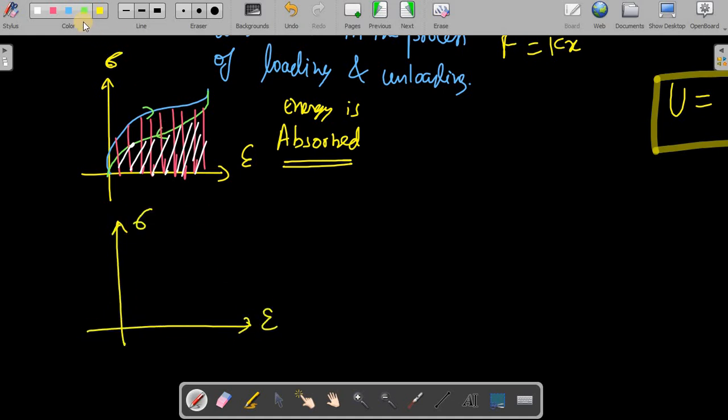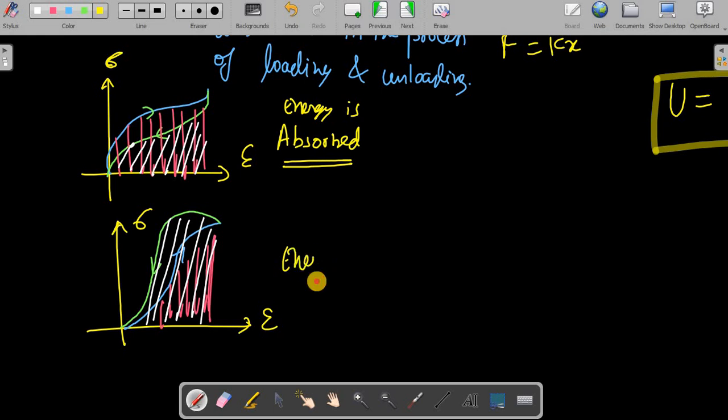Suppose this graph is like this, and while coming back it may be like this. That may also happen. So in such a case you can see that during loading, the arrow direction is giving loading, right? First it is loaded. This area is small, and this time this area is large. This means what will happen? Energy is released. Correct? So energy absorbed, energy released.